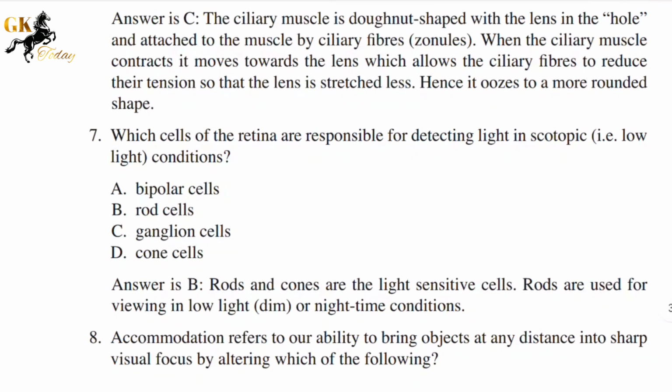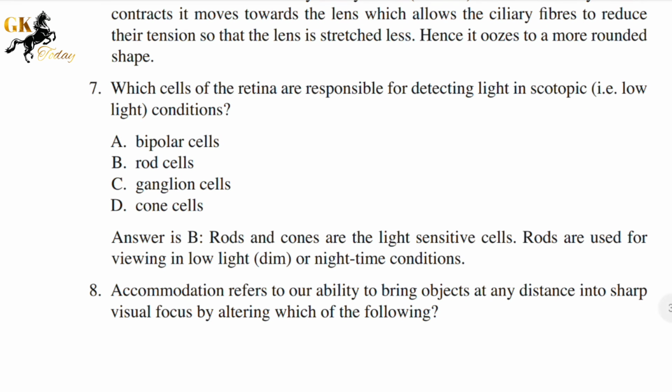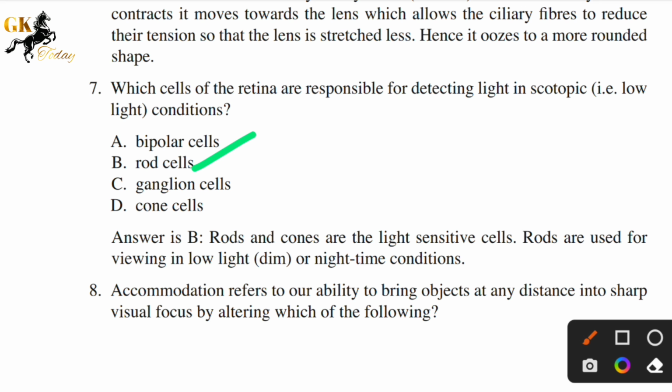Next. Which cells of the retina are responsible for detecting light in scotopic, that is low light conditions? Bipolar cells, rod cells, ganglion cells, cone cells. Option B, rod cells.